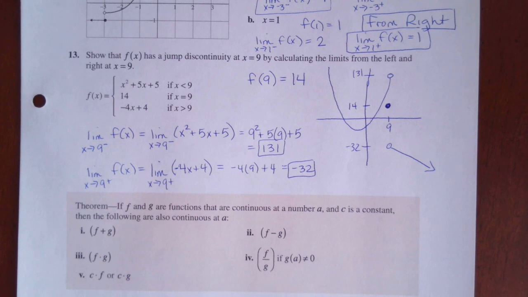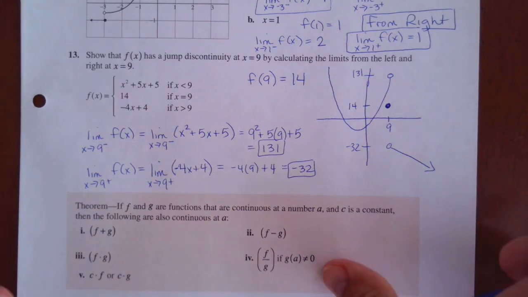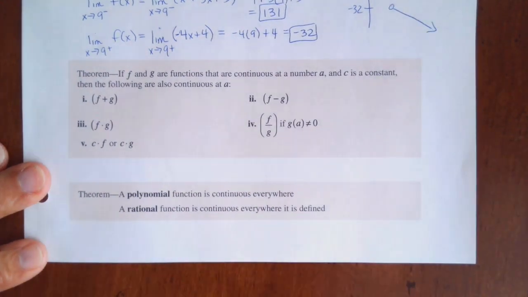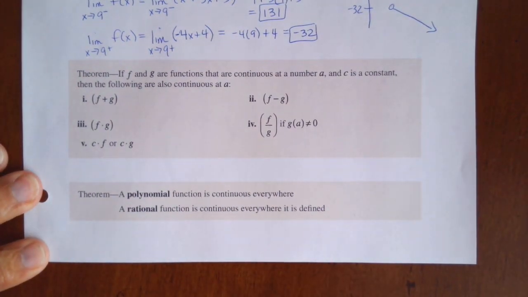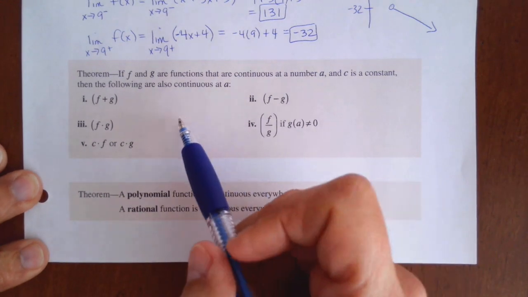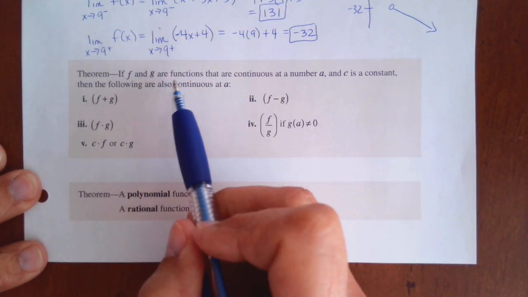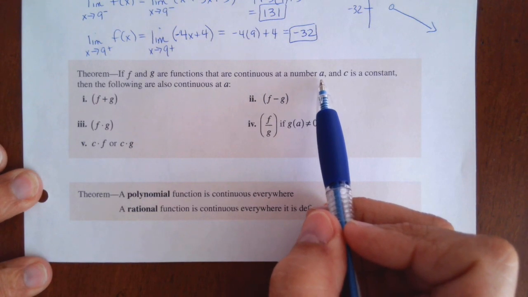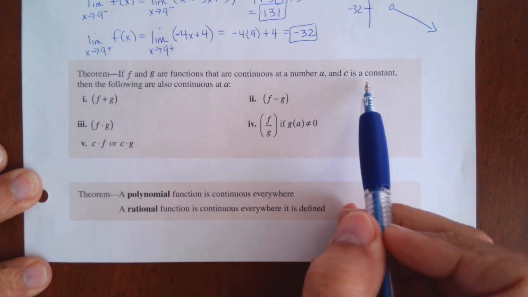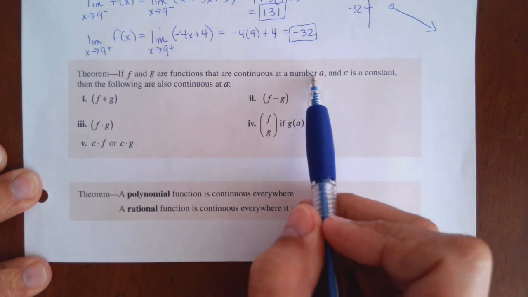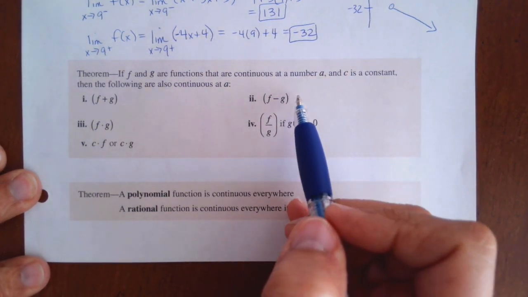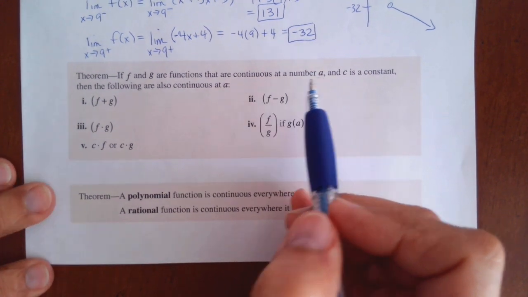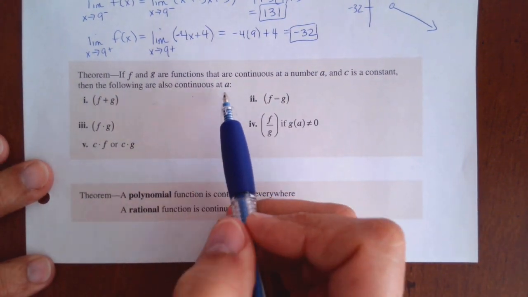Now we have some theorems to go over and a couple more problems, and we will be done with this section. So this theorem is kind of the same as the limit theorems, where it's just kind of common sense. It says that if f and g are both functions and they're both continuous at this value a for some number a, and c is a constant, then the following are also continuous at a.